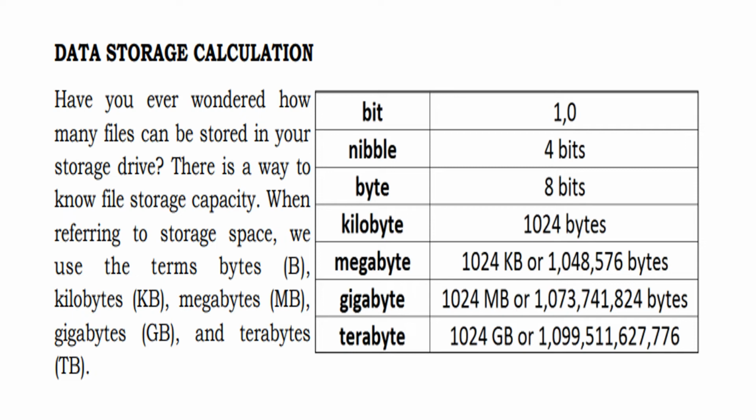So it's easy to remember: 1024 bytes for 1 kilobyte. It's easy to remember 1024 kilobytes to have 1 megabyte. And it's easy to remember 1024 megabytes is equivalent to 1 gigabyte. And lastly, 1024 gigabytes is equivalent to 1 terabyte.